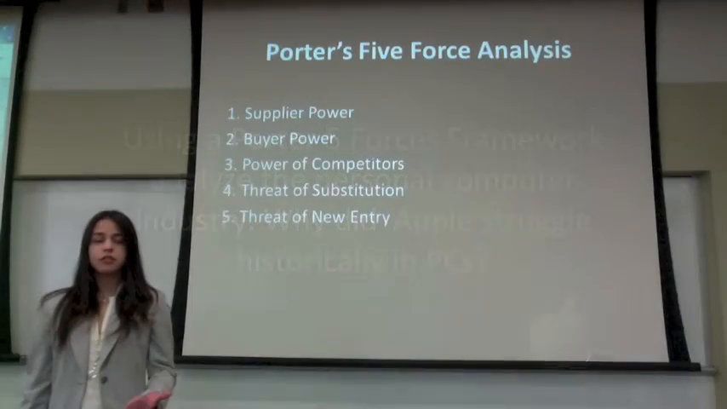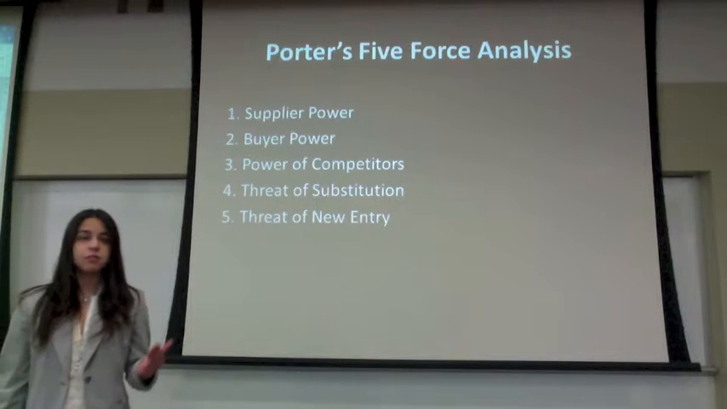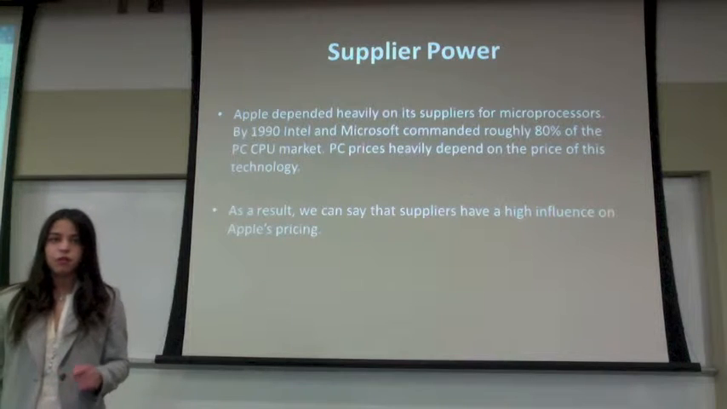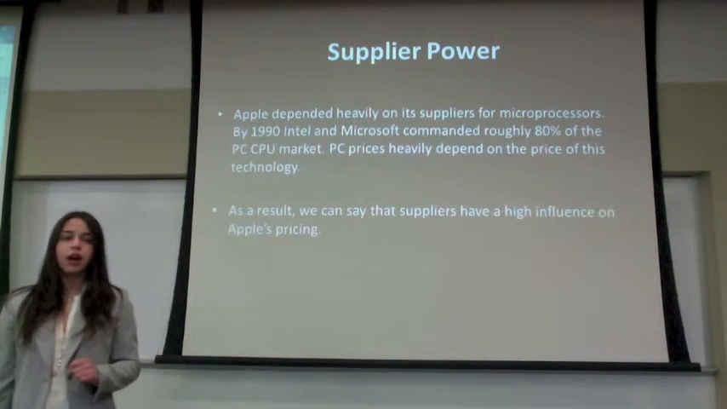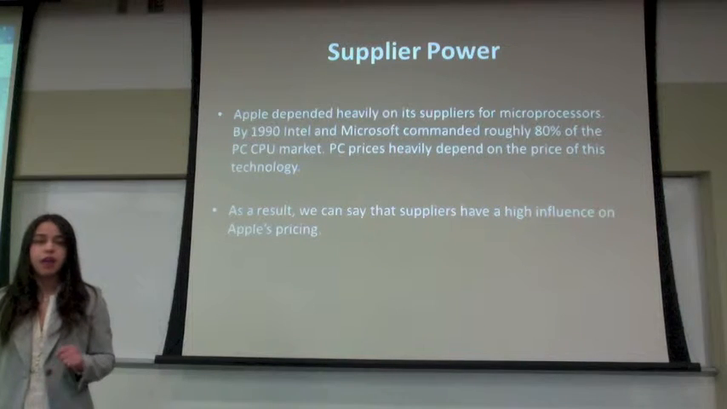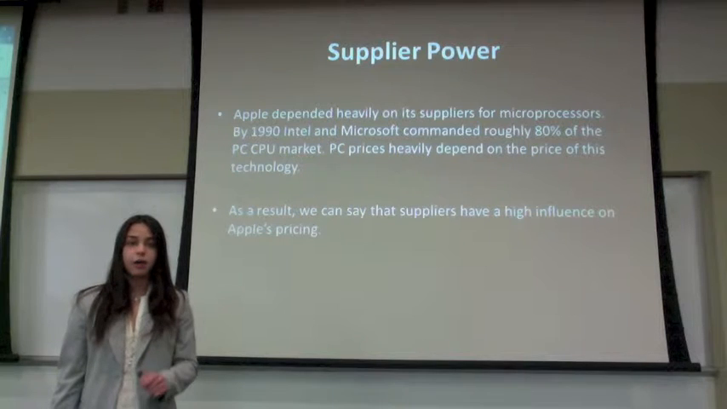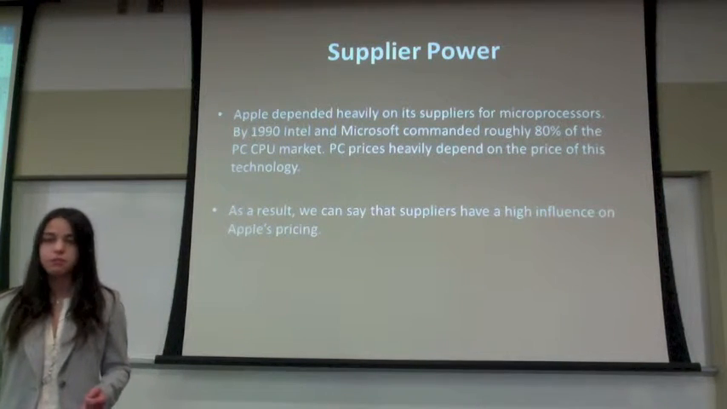We're going to analyze the power of supplier, the power of buyer, the power of competitors, threat of new entry, and threat of substitution. First, the power of supplier. Suppliers had a really high impact on Apple's pricing. 80% of the microprocessors were produced by Intel and Microsoft. As a result, they had a high influence on its pricing.